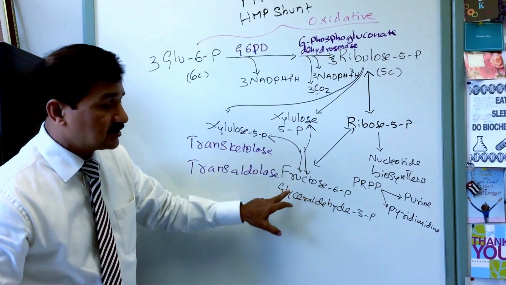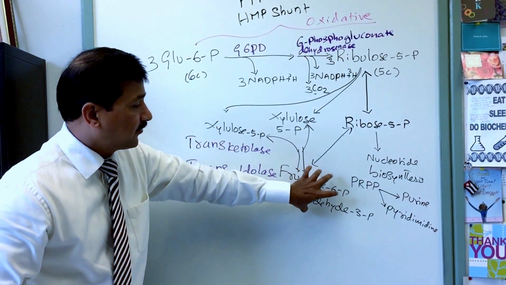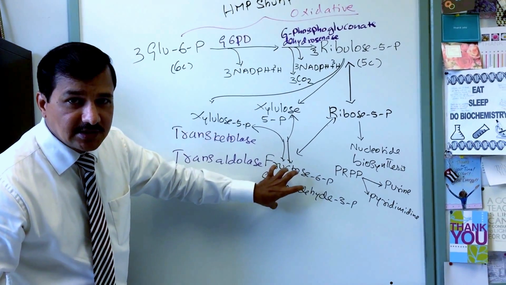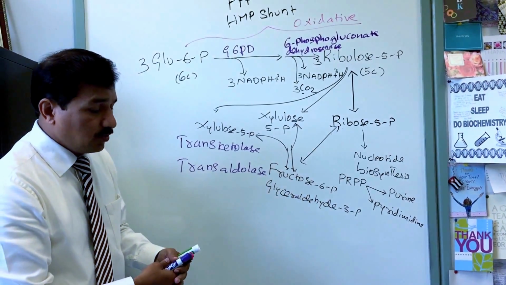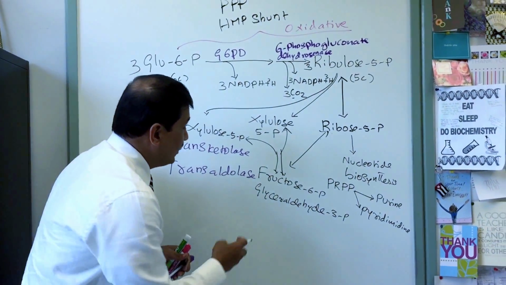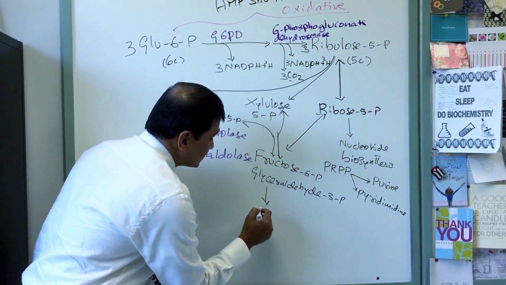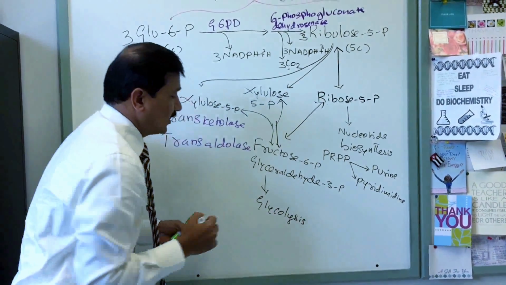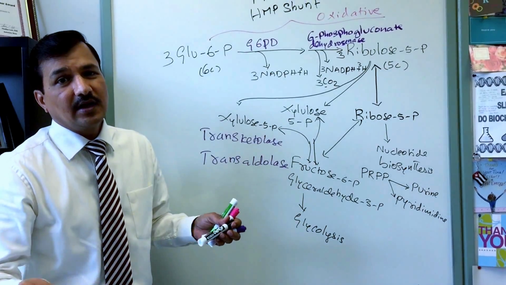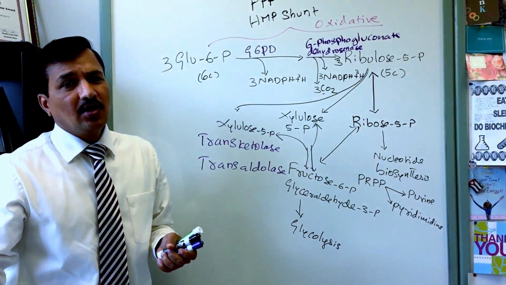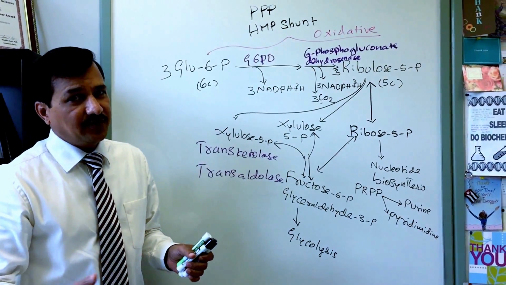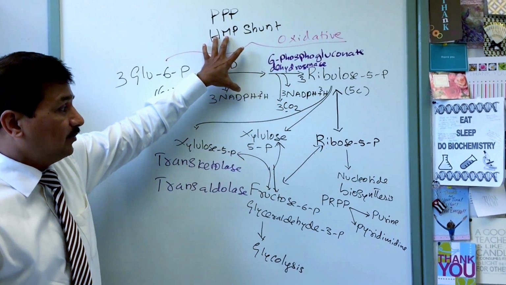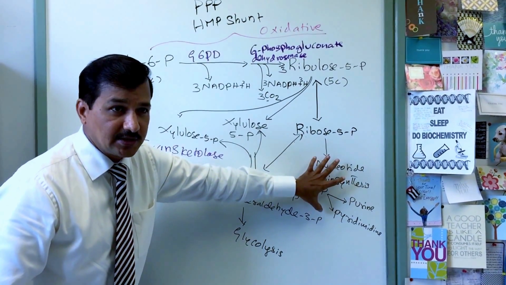So at the end you get these molecules, and as you all know, fructose 6-phosphate is a glycolytic intermediate. Glyceraldehyde 3-phosphate is a glycolytic intermediate. So both of these molecules will get into glycolysis. And you know the fate of glycolysis. It can get into pyruvate formation or acetyl-CoA formation. That's the fate of your ribose 5-phosphate here, if the cell wants only NADPH but doesn't want nucleotide biosynthesis.